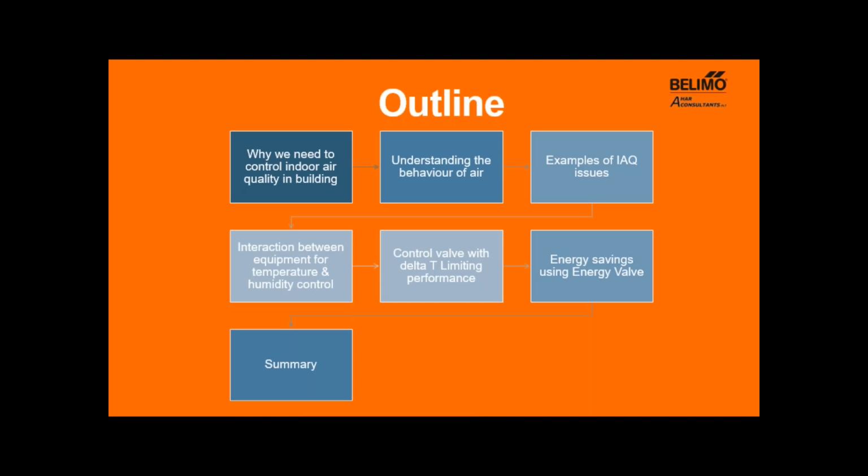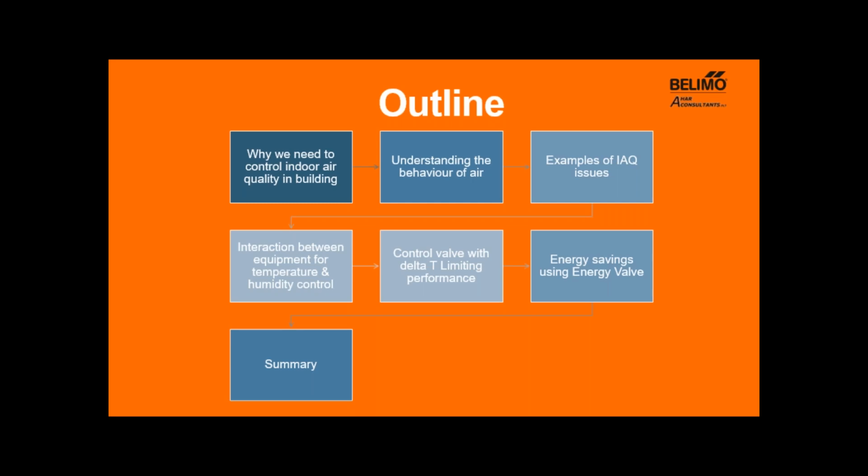This is the outline of my presentation today. With the current COVID-19 pandemic, it is more than ever that we need to control the air inside the building. Most people think air conditioning is mainly to cool the air. Actually, air conditioning needs to control not only the temperature and humidity, but also cleanliness, odor, and gaseous content of the air, or IAQ, indoor air quality.